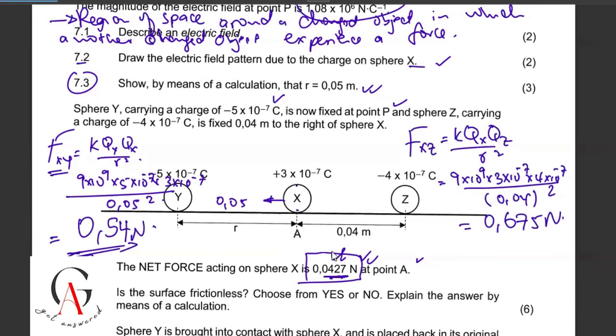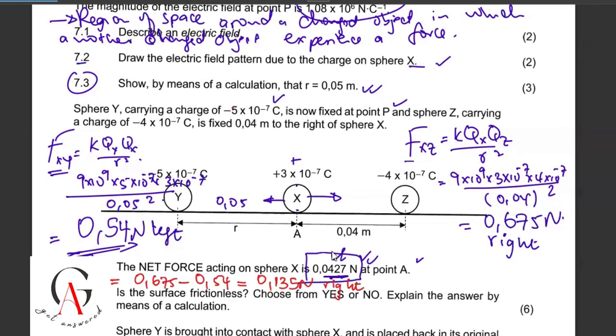Remember, we say that this is going to act left, no? But then since this is a positive and this is a negative, it is also experiencing attraction. So this is going to be to the right. Now, I need to get the net electric force. So the net force is going to be 0.675 minus 0.54, which gives me 0.135 newtons. This is going to be to the right.